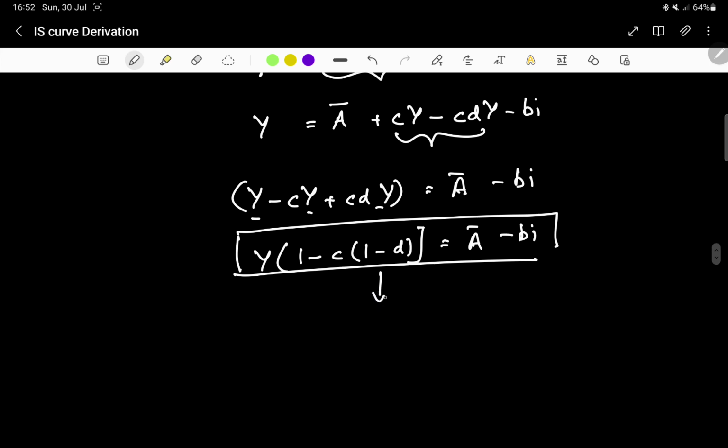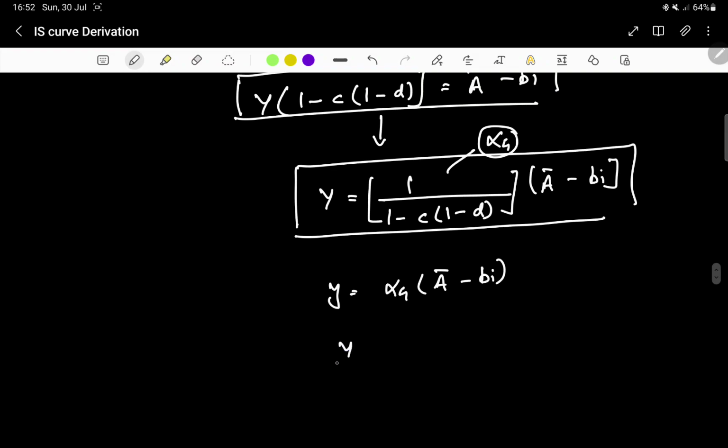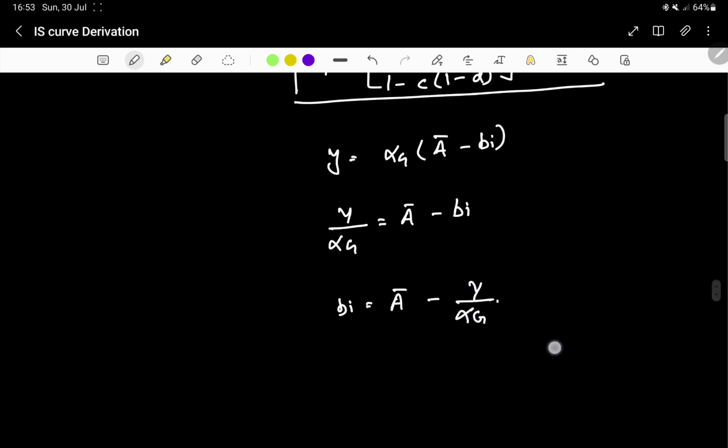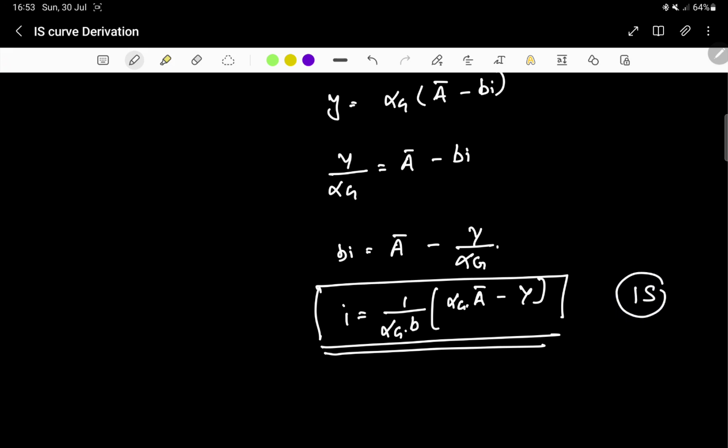Okay, and now just rearranging it, we will get Y is equal to 1 upon 1 minus c times 1 minus d, into A bar minus bi. So this is what you can call alpha g. So Y is equal to alpha g times A bar minus bi, or with some rearrangement, Y upon alpha g equals A bar minus bi, and again, bi is equal to A bar minus Y by alpha g. So I is equal to 1 upon alpha g b times alpha g A bar minus Y. So here we have got the IS equation in terms of I and Y.